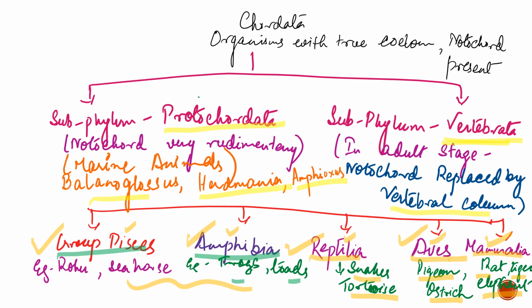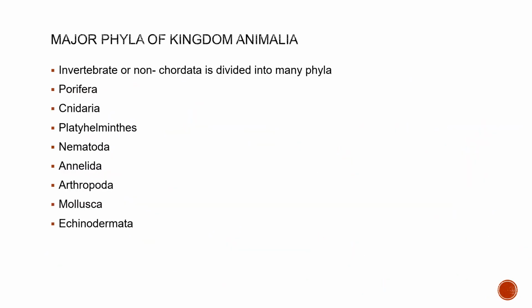So let us see just what we have done today and what we are going to do in detail in the next slide. In today's episode, we have discussed the important characteristics of the invertebrates. That is, we have discussed Porifera, Cnidaria, Platyhelminthes, Nematoda, Annelida, Arthropoda, Mollusca and Echinodermata, and on what basis they are being divided.